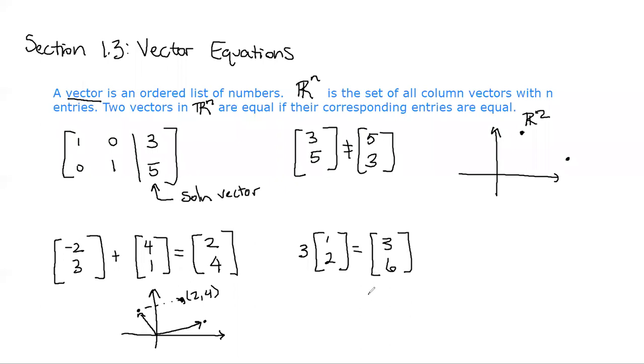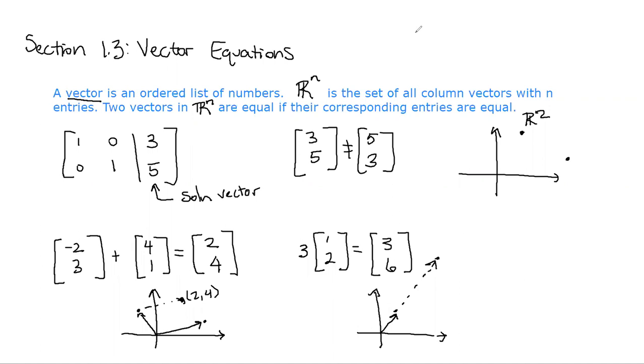Geometrically, what this looks like is we have our original vector 1, 2, which is maybe here. What we're doing when we multiply by 3 is we're just stretching this out by a factor of 3. So maybe we're up here. So we're just stretching that vector out.